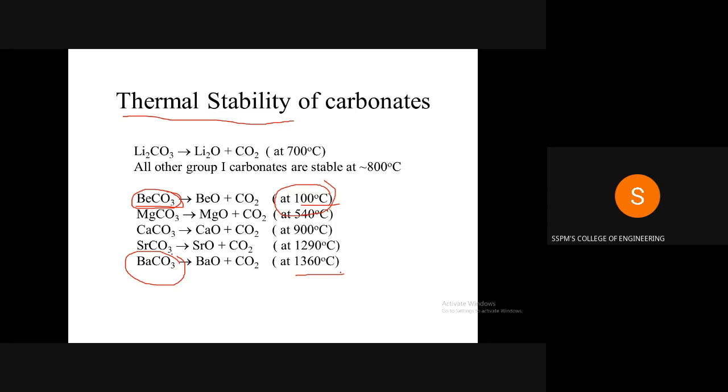These are the group 2 elements, not group 1. For group 1, all others are stable at less than 800 degrees Celsius, and only Li2CO3 decomposes at 700 degrees Celsius.